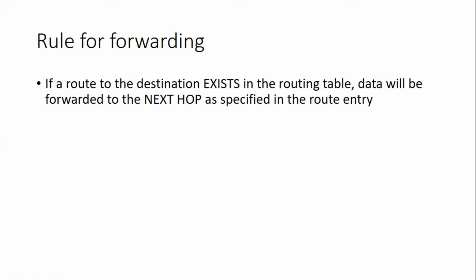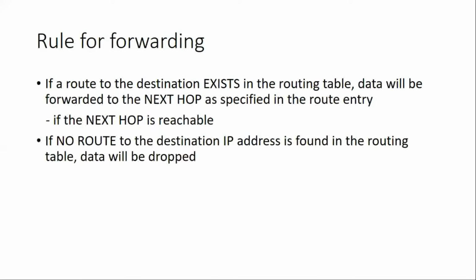If there is a route to that destination, it will be forwarded according to the route entry, and the route entry will contain the next hop. The next hop must first be reachable. If the next hop is not reachable, the data will not be forwarded. But what happens if there is no path to the destination in the routing table? The data will be dropped. If there is no route to the destination IP, the data will be dropped.